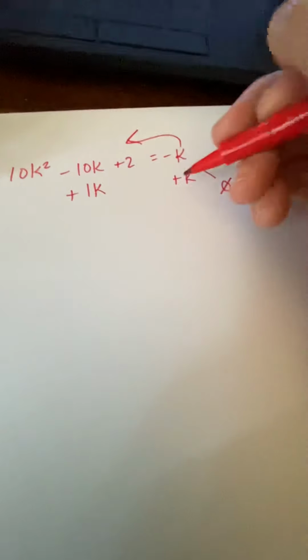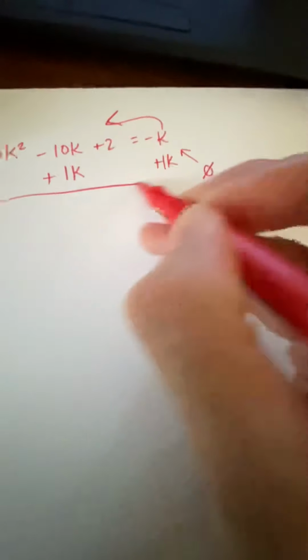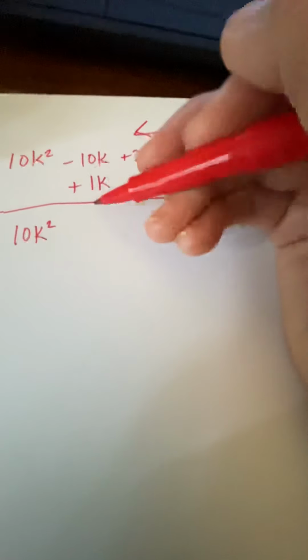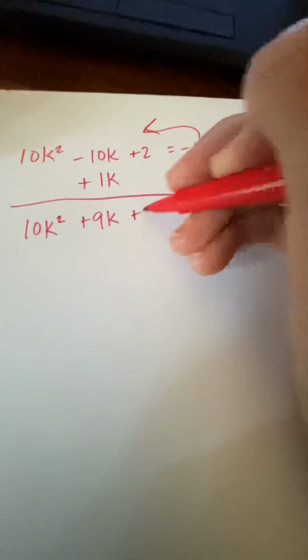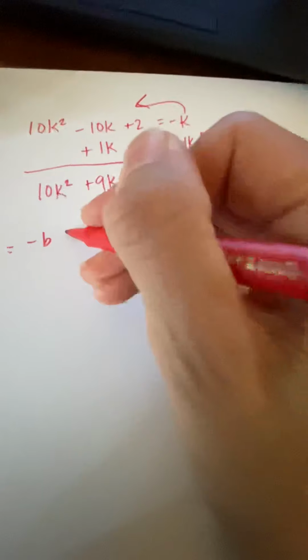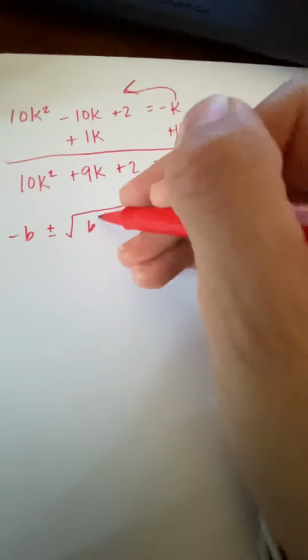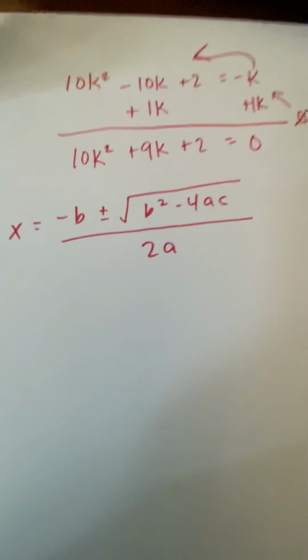And I have to carefully add it because I need to add it where there's like terms. And by the way, that's 1k. So I had to add it under the term with just k. So now I have 10k squared, and then minus 10k plus 1k is plus 9k, and then plus 2 equals 0. So now I can solve this. And when I say solve, I mean put it into the quadratic formula, which is x equals the opposite of b plus or minus the square root of b squared minus 4ac over 2a.